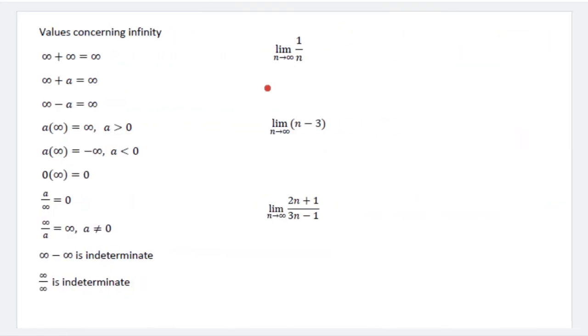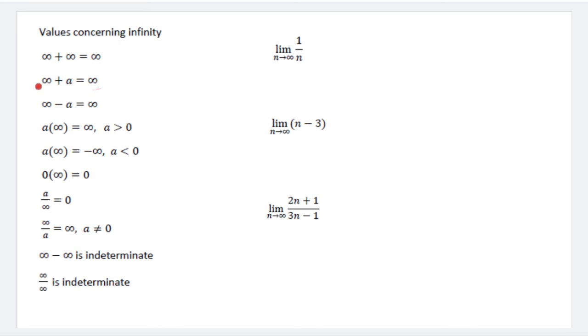Now, before we go into the analytical part of finding the convergent number or the limit of a sequence, let's first review some values concerning infinity. When we say infinity, this is not an actual number. This just means that our values keep on increasing without bound. So if we add infinity and infinity, of course that's infinity. So something very, very large plus something very, very large is equal to something very, very large. Infinity plus any number a, this is a constant here.